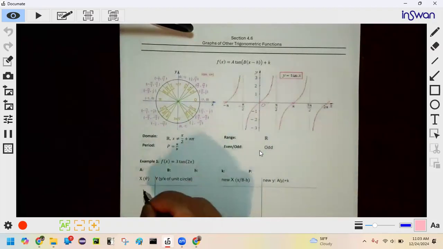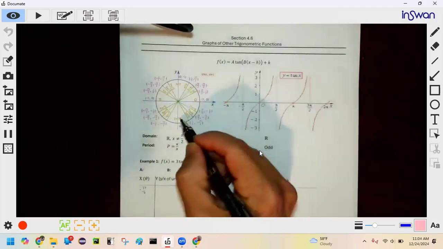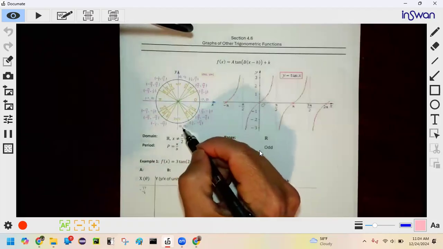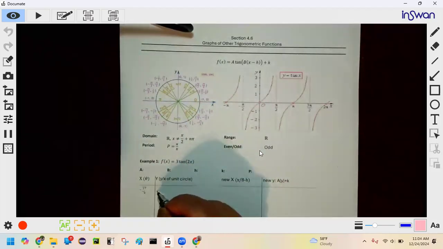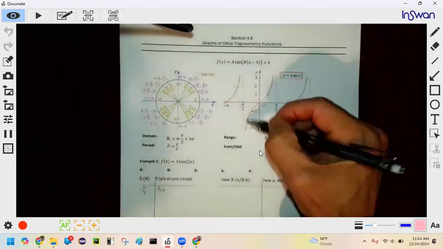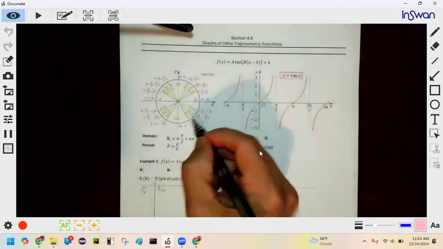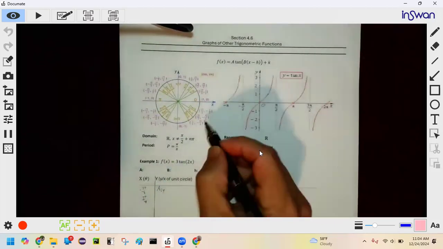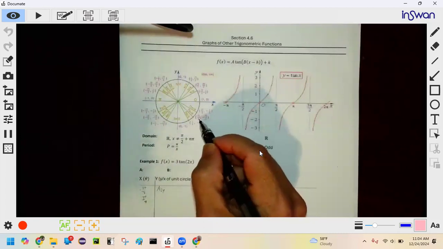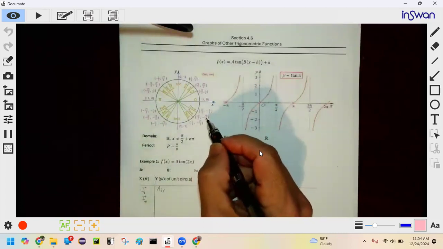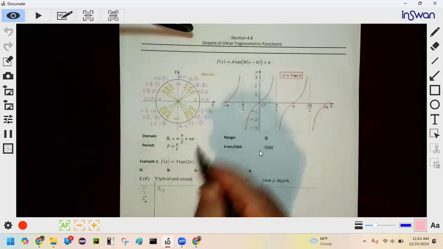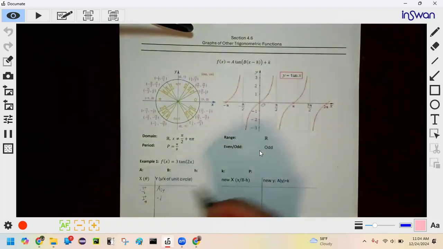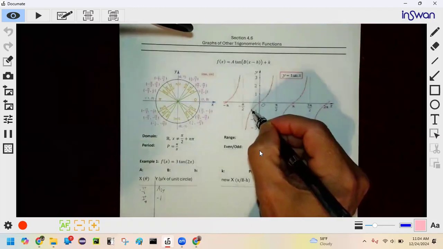So we're going to start at negative pi over 2. So our theta is negative pi over 2, right here. That is negative 1 divided by 0, which is undefined. So that's an asymptote. I'm going to write ASY for asymptote. That's this asymptote right there. We come over to negative pi over 4. That's negative root 2 over 2 divided by root 2 over 2. That's going to be a negative 1. That's that point right there.